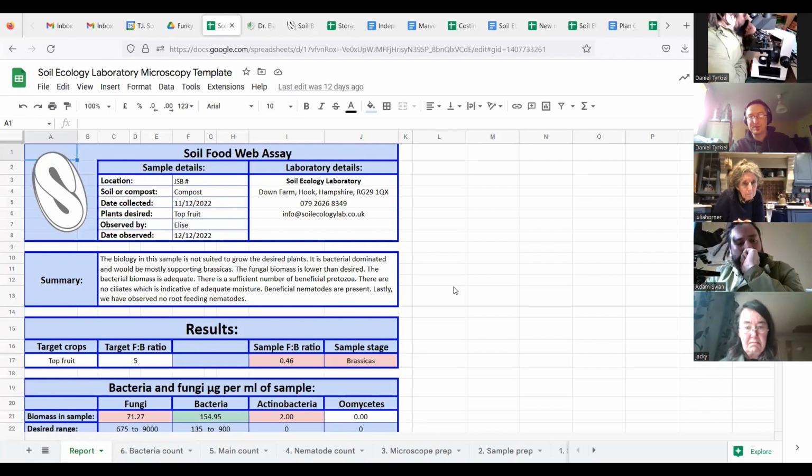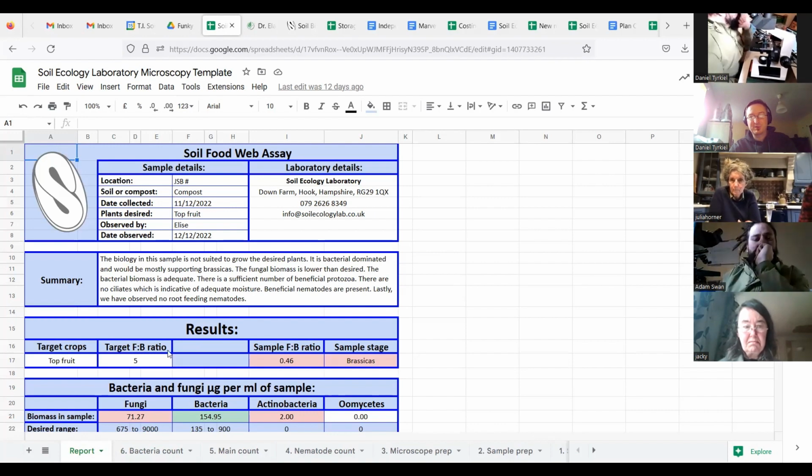For instance, here, it's just a random set of numbers that I was putting in at some point. And the report tells us that the biology in the sample is not suited to grow the desired plants. I'm not saying the sample that we just looked at, because we didn't put any numbers in. But the idea is that here we're looking to grow top fruit. The target fungal to bacterial biomass ratio was 5, but the sample fungal to bacterial biomass ratio is only 0.46. And so it's mostly suitable for brassicas.